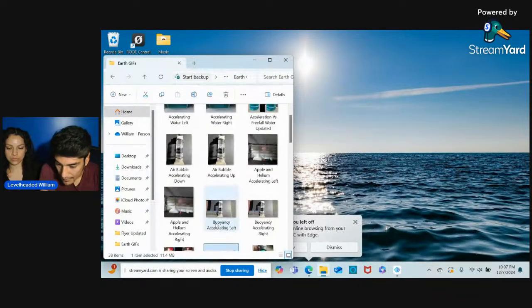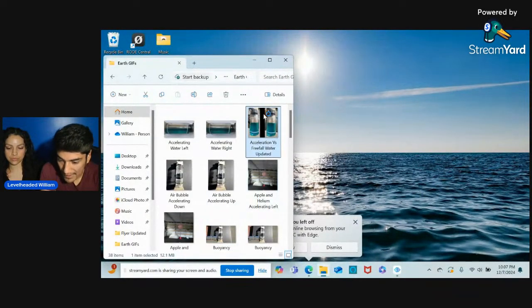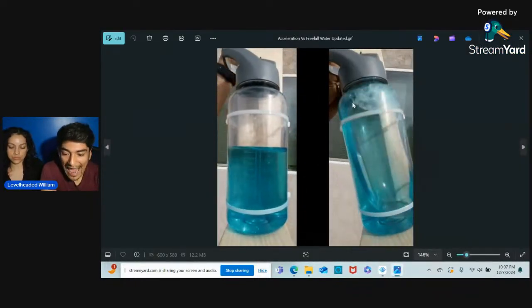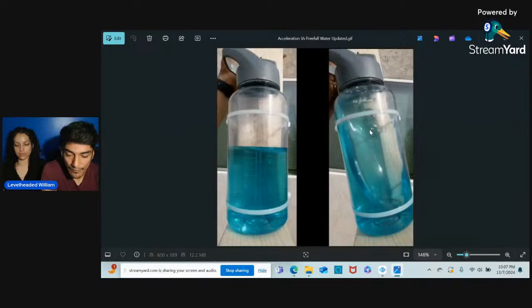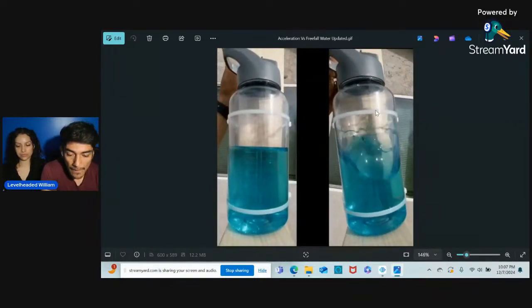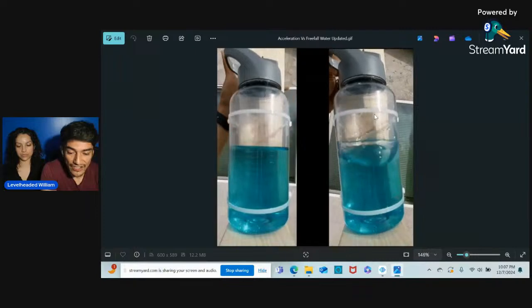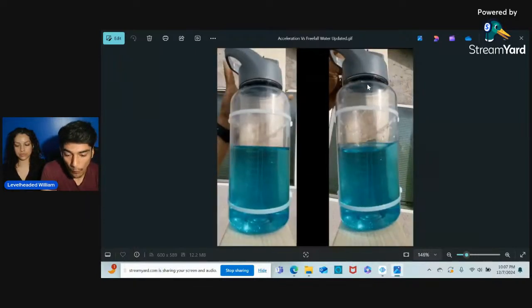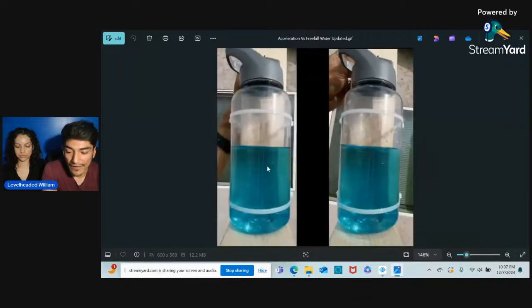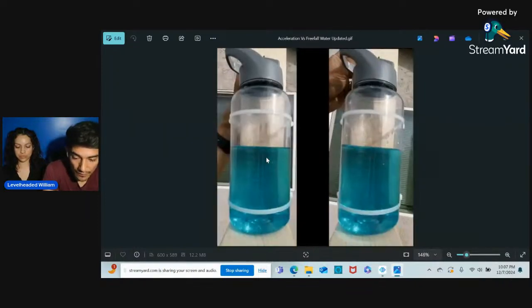Let me share this one. Again, when it's air and water, the one on the right, when I actually accelerate, you can see the reaction of matter, the displacement. You can see the reorientation of matter when I actually accelerate down. The water wants to move to the top, pushing the air to the bottom. Again, the one on the left, no reaction whatsoever.